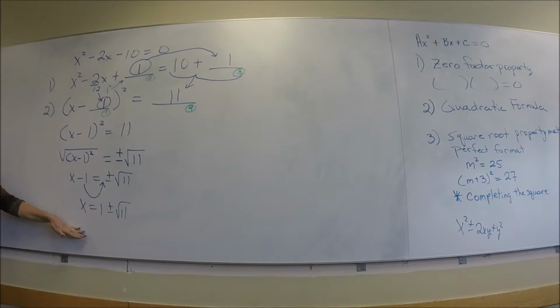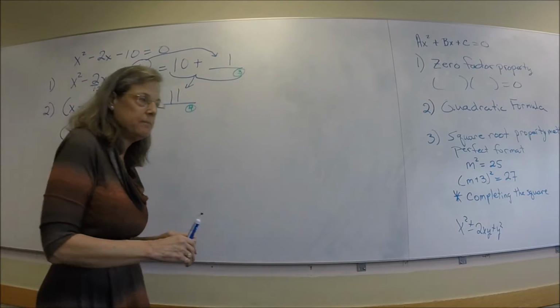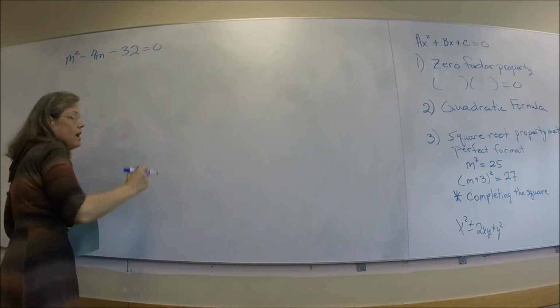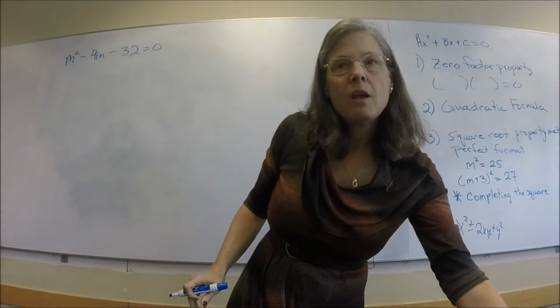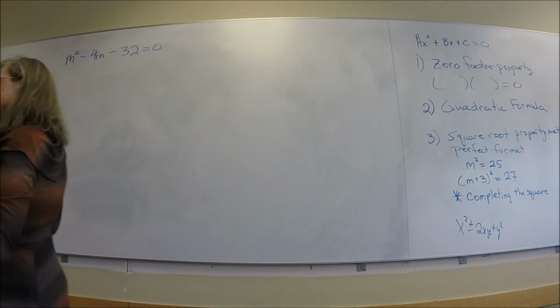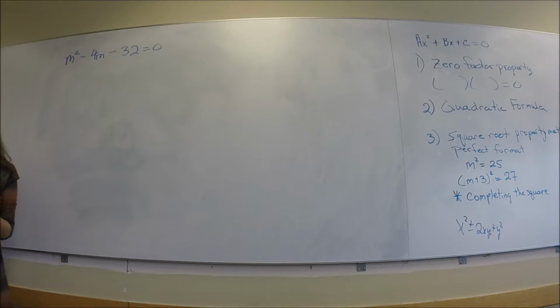Please write it like this, not like the book does. Okay? And this is 2 answers. I'm expecting 2 answers. X equals 1 plus the square root of 11, and x equals 1 minus the square root of 11. Okay? Any questions on that? No. All right. Now, listen carefully to what I have to say here. Is everybody listening? Yes. Okay.